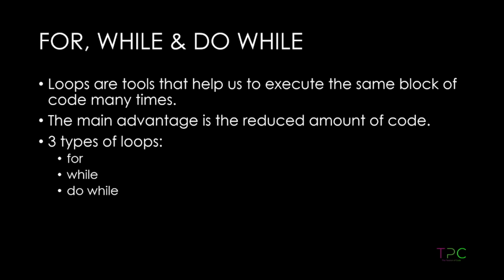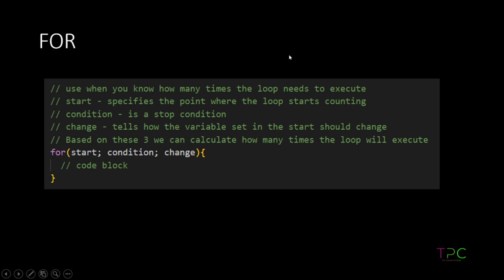Okay, three types of loops: for, while, and do while. What's the difference between them? I'll tell you in a moment. Okay, so let's go to the first loop.